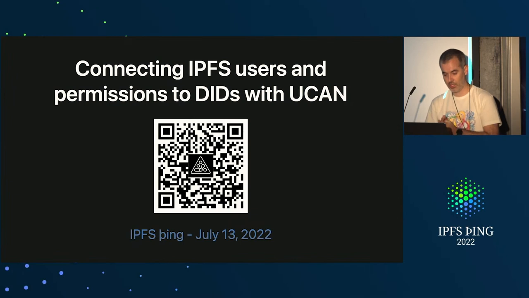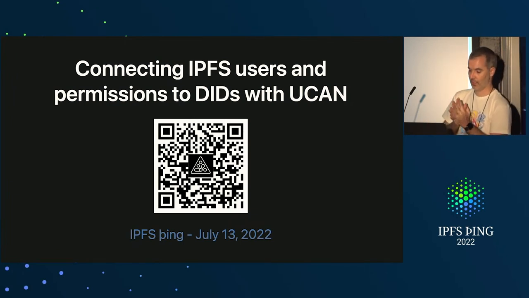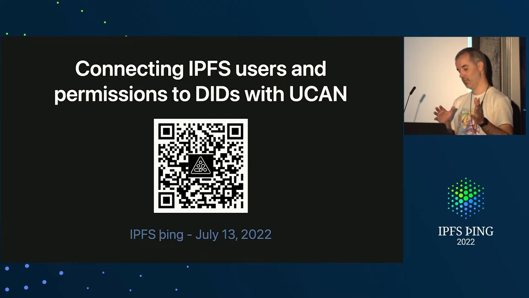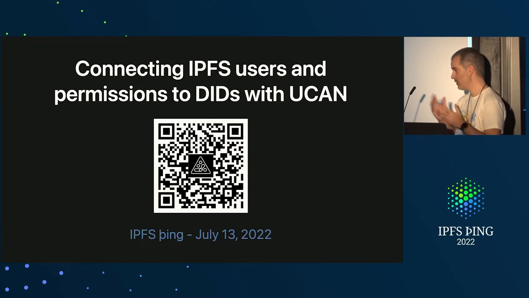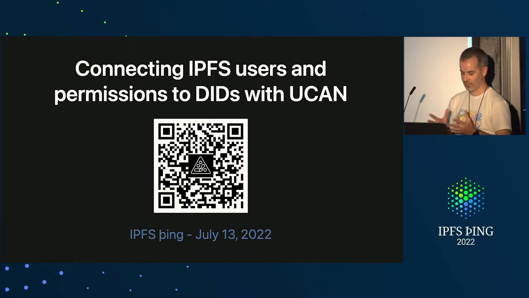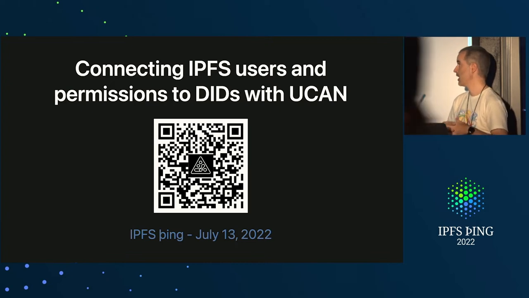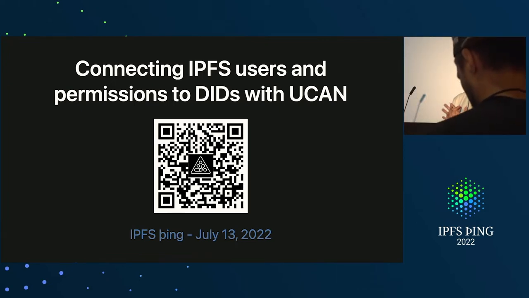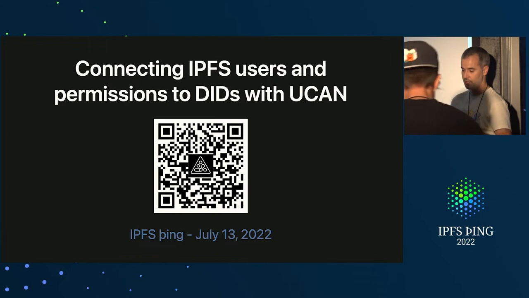So I'm going to talk a little bit about connecting IPFS users and permissions to the IDs with UCANs. In the previous talk, it was more about how to go to production. On this topic, we are still far away, but not too far. And we are already kind of testing it out. We have some stuff already working, and it's pretty interesting, and we want to dig deeper into this.